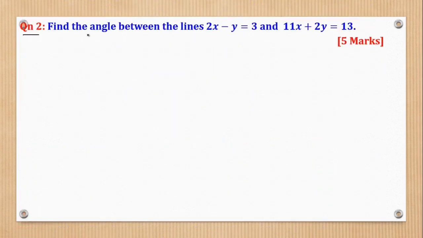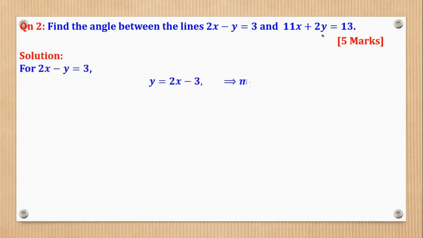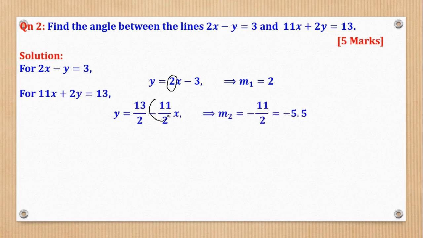Question 2 says, find the angle between the lines this and that. So for that line, the gradient is this. So gradient is going from here, quotient of x. Then for this line, we shall rearrange and get the gradient as negative 11 over 2. Then from there, we shall remember the formula for angle between two lines. Tan theta is equal to m1 minus m2 over 1 plus m1 m2. It should be in magnitude sign.